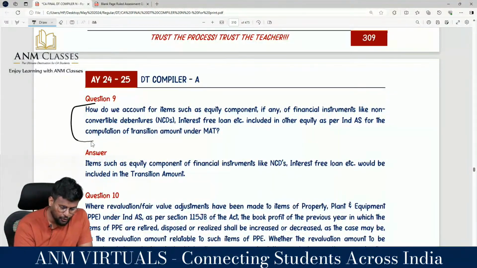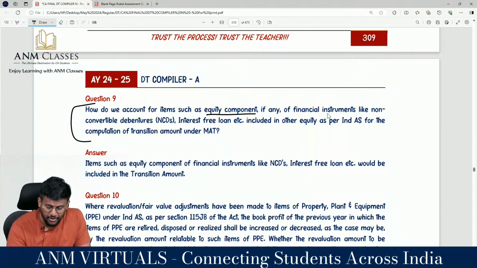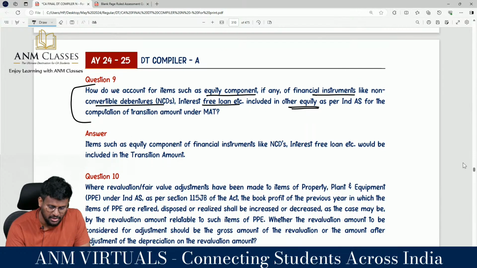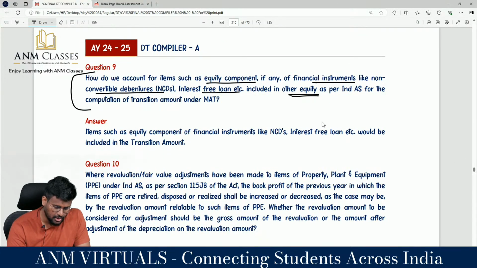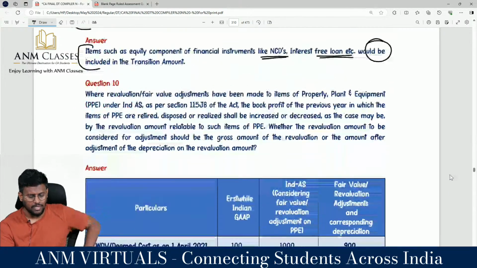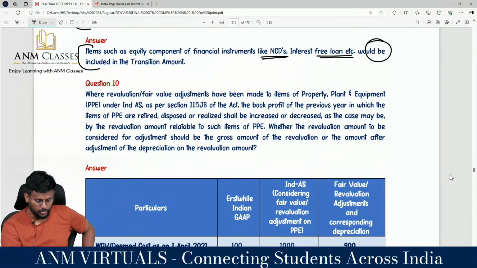How do we account for items such as equity component, if any, of the financial instrument like non-convertible debenture, interest-free loan, etc. included in other equity as per Ind AS for the computation of transition amount under MAT? Items such as equity component of financial instrument like non-convertible debenture, interest-free loan, etc. would be included in the transition amount. That should form part of transition amount.